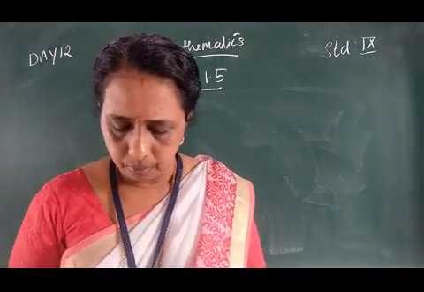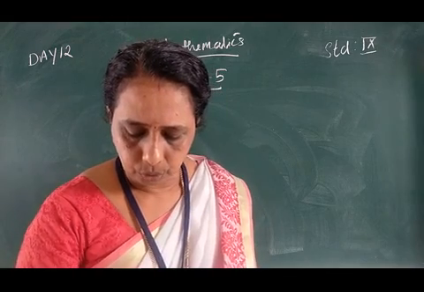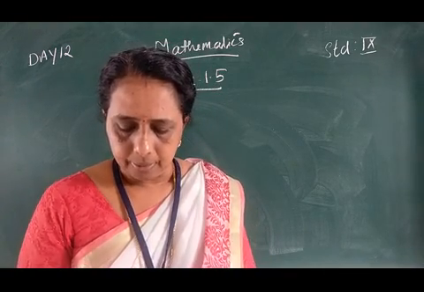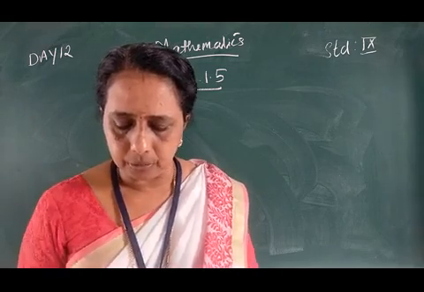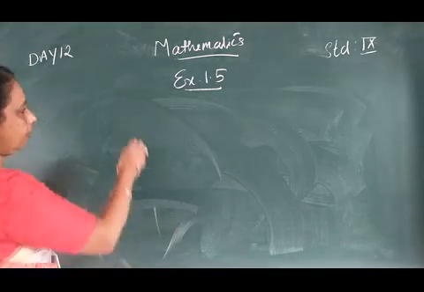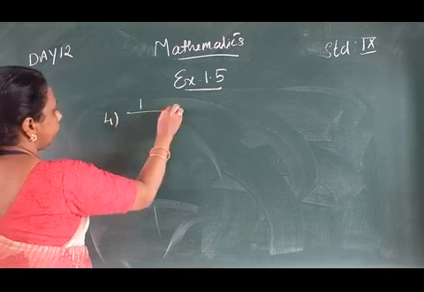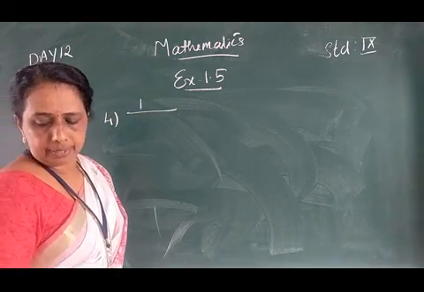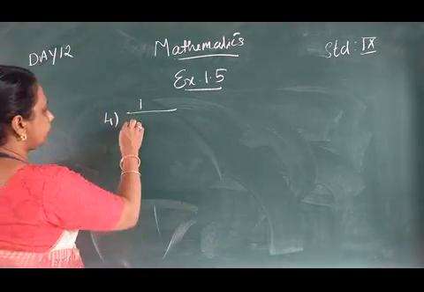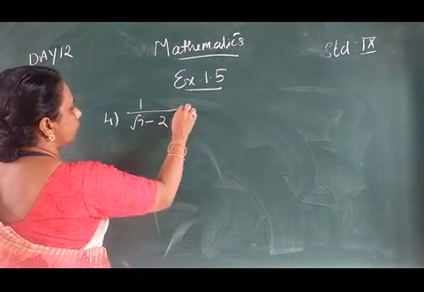Next, 1, 2, 3 questions are there. The second and third you have to do as homework problems. The fourth one I will do, because the second and third are the same type of problem we already solved. It is 1 by root 7 minus 2.